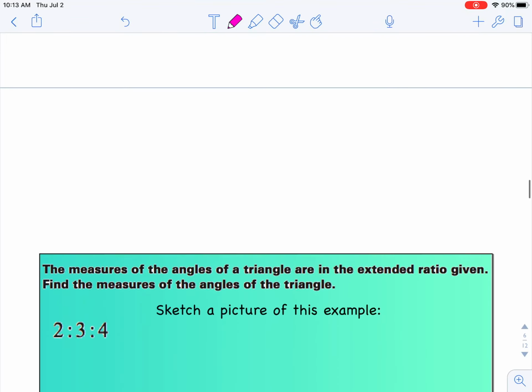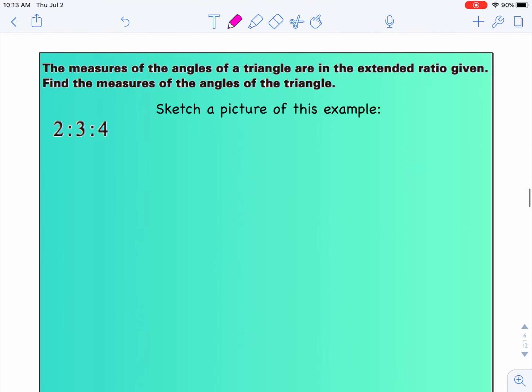And let's try another example. The measures of the angles of a triangle are in the extended ratio given. Find the measures of the angles of the triangle. So this is a little bit different because we have not just two numbers, we actually have three numbers. So let's see if I can draw a little bit better triangle.